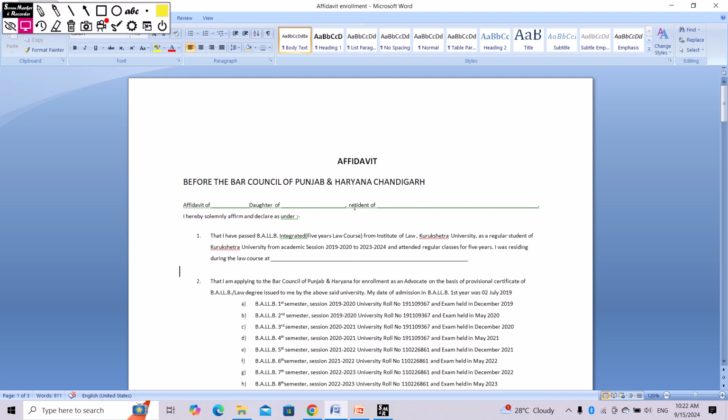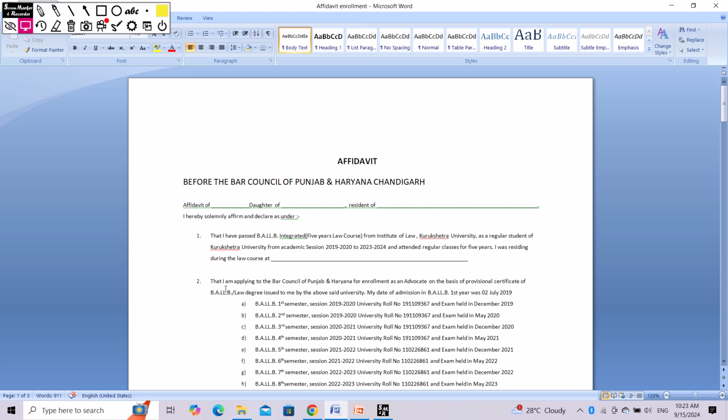So the first affidavit is about your law degree. It is written like: before the Bar Council of Punjab and Haryana, Chandigarh. Here you write your name, affidavit of your name, daughter or son of your father's name, resident of your address, and I hereby solemnly affirm and declare as under. Here you write your college name and the session of your course, and here you write your address.